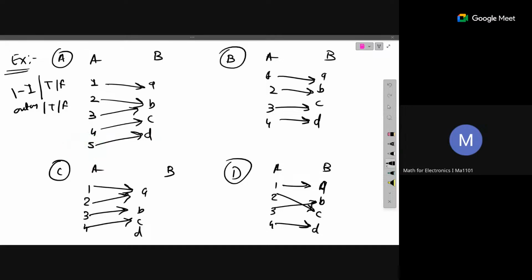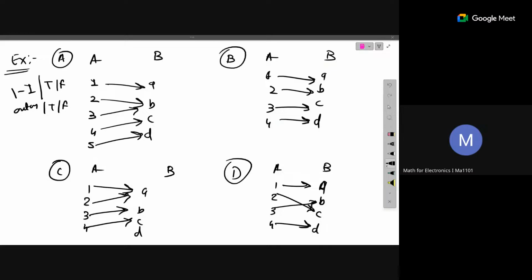Now let's come to the second one. Is it a one-one function? Yes, it is one-one, because every different input goes to a different output. Now what about onto? Is it an onto function? Yes, it is onto, because for every element of the codomain we have a pre-image. So it's also an onto function.